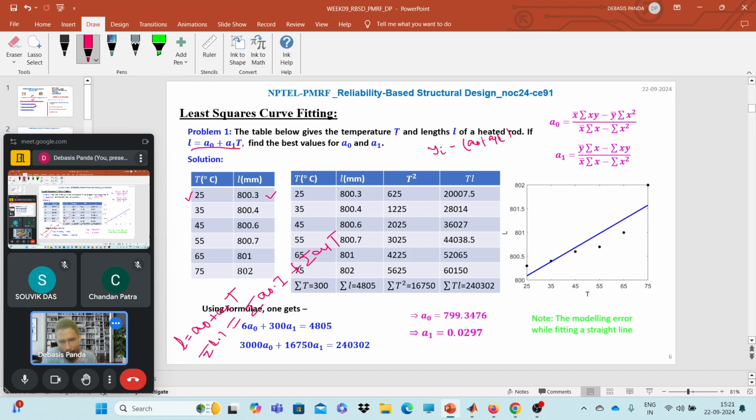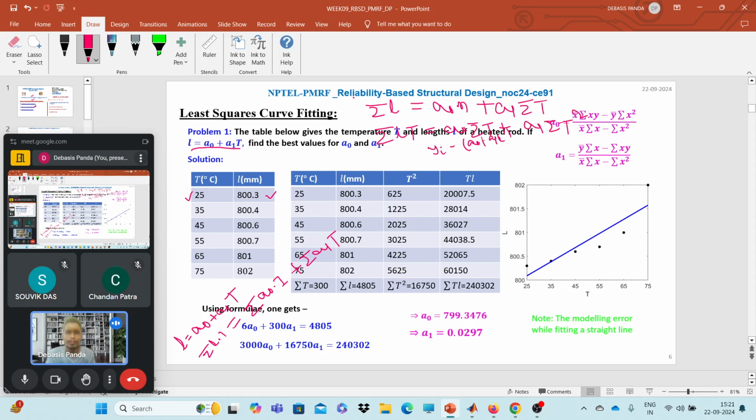a1 t. So the first equation will be summation of L equals nothing but a naught n, where n is the number of data points, you can replace it with m also, plus a1 summation of t. Now the second equation will be the term with a1, which is t. So you need to multiply with t both sides and sum them up. So summation of L t equals a naught summation of t plus a1 summation of t square.